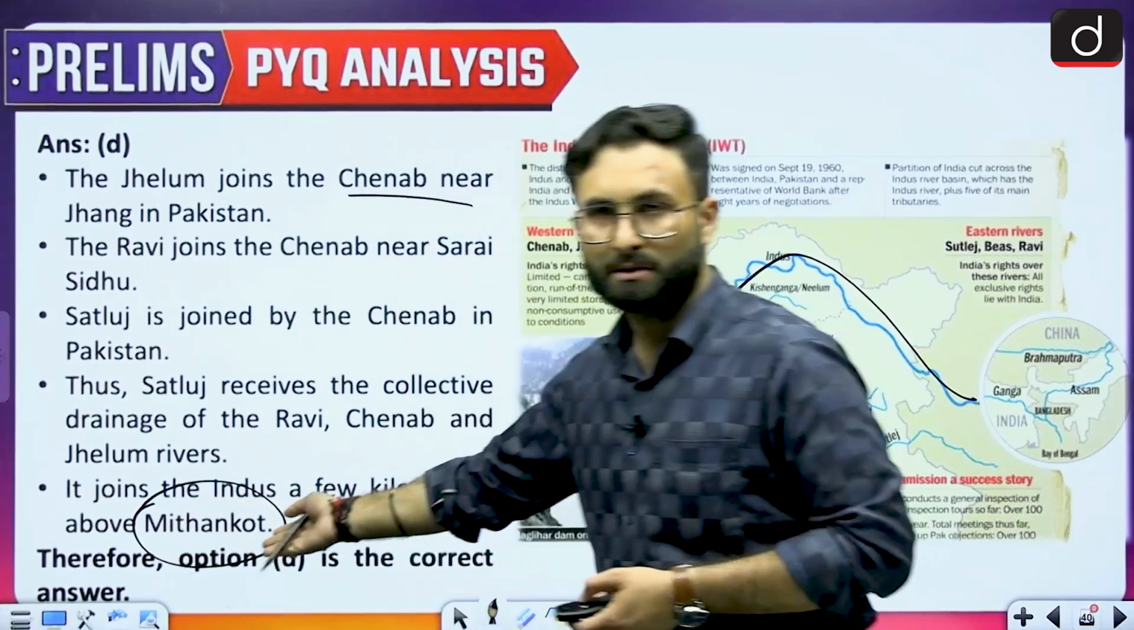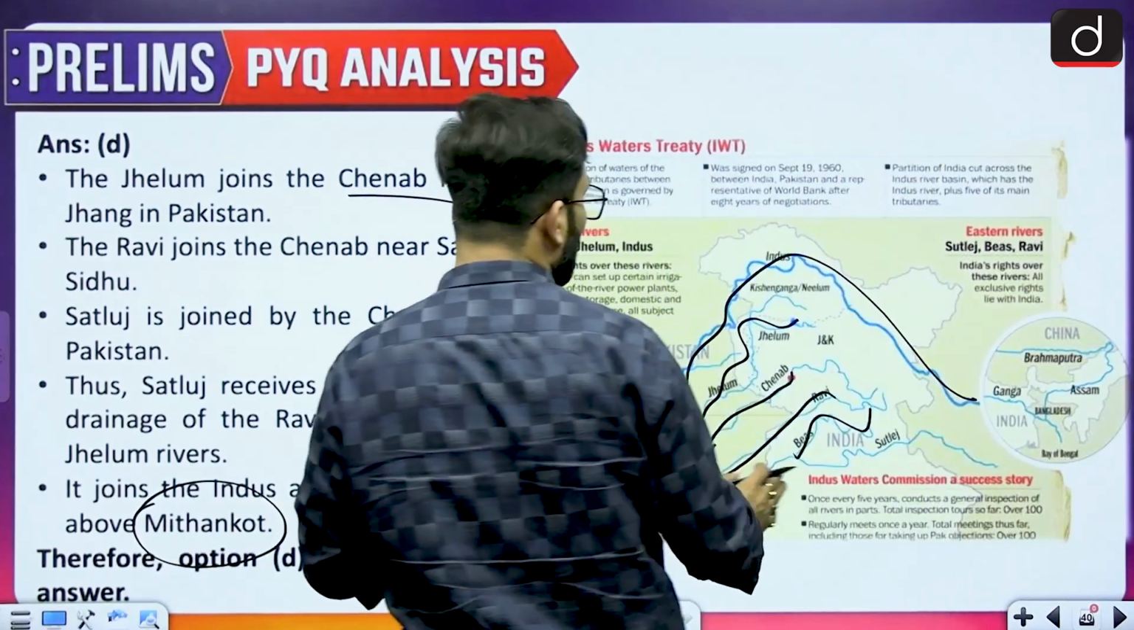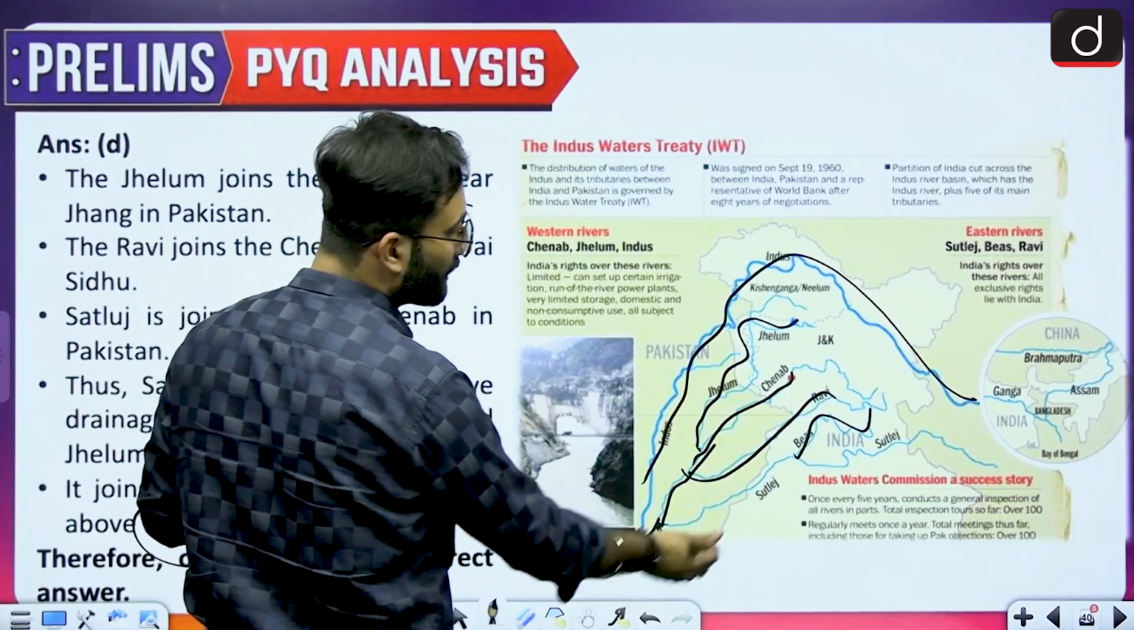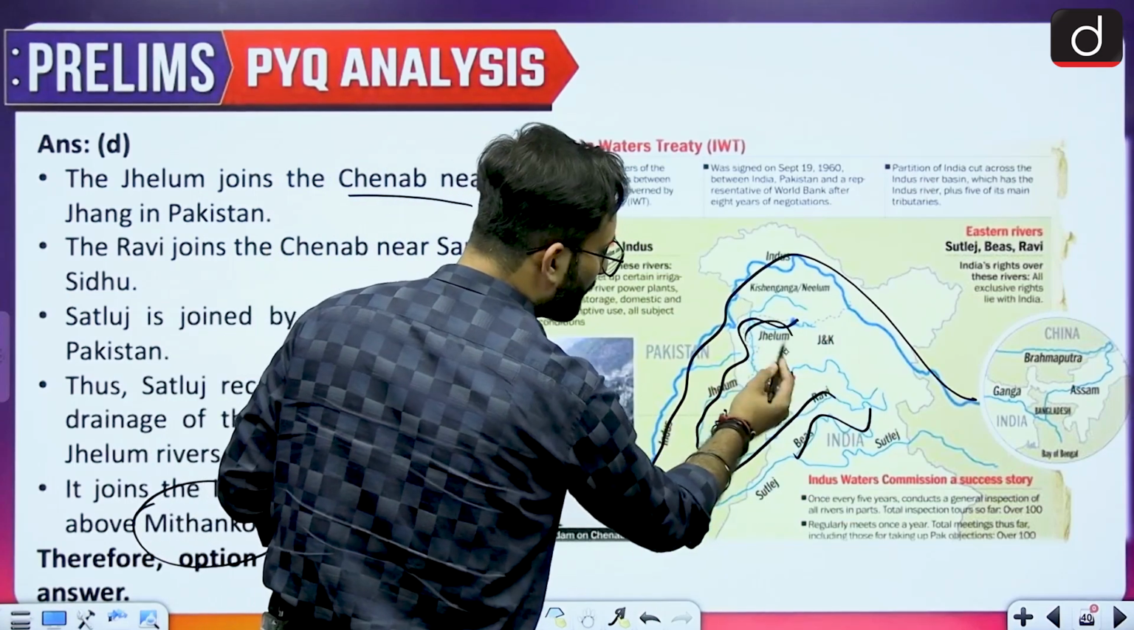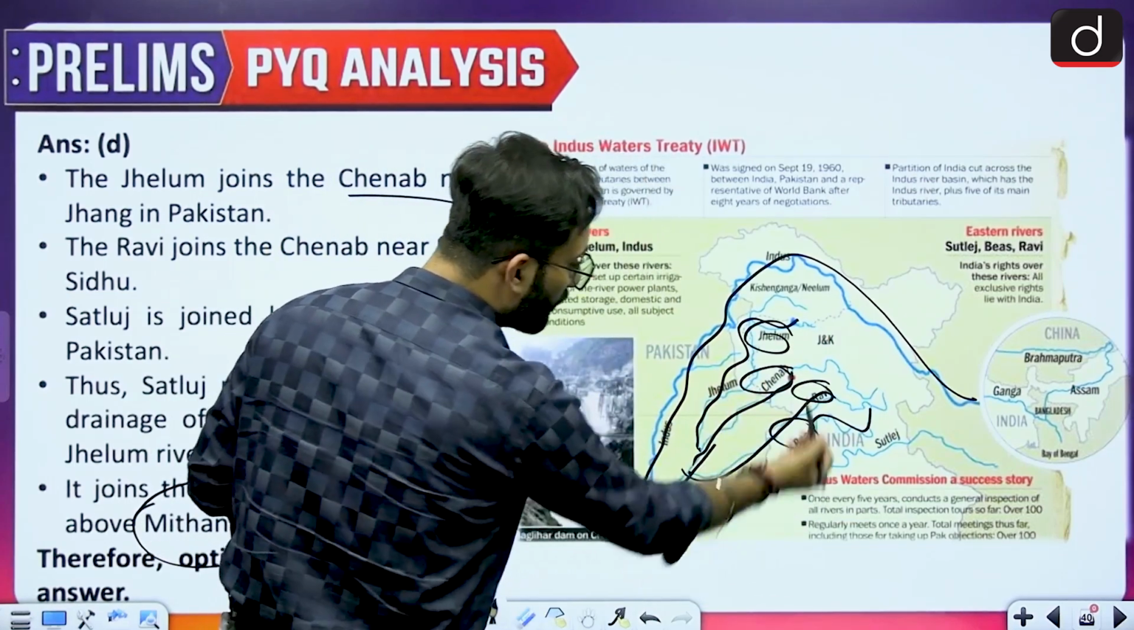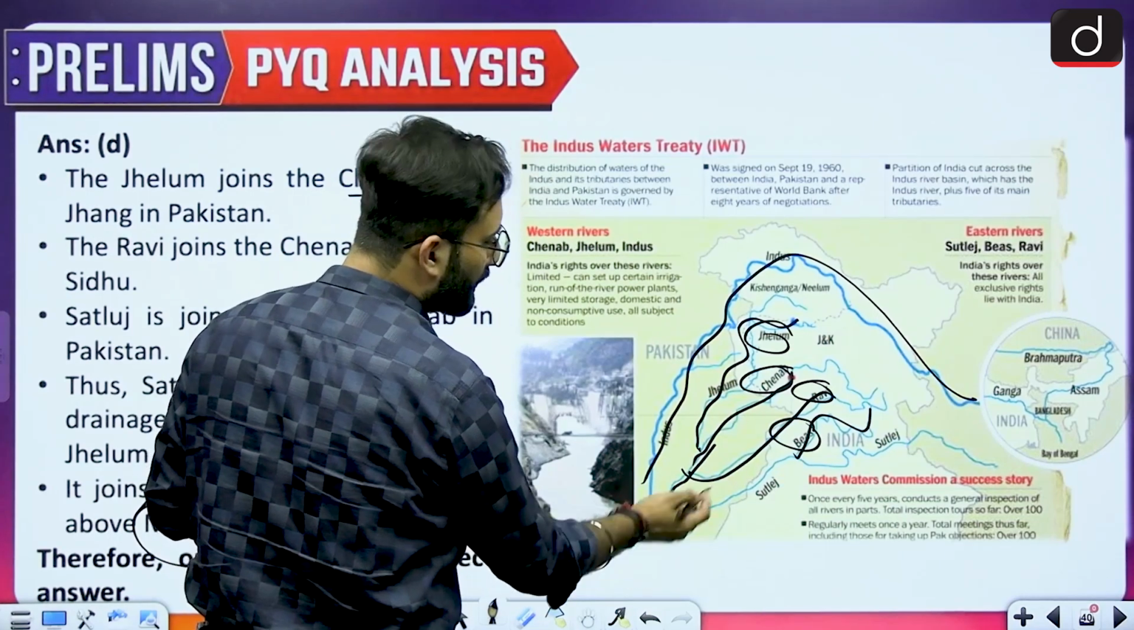Okay, if you can remember this location, that is fine. Otherwise, just know that all the rivers are ultimately going into Indus. All these rivers, that is your Jhelum, Chenab, Ravi, Beas, are joining somehow one way or another. They are joining the Satluj river.